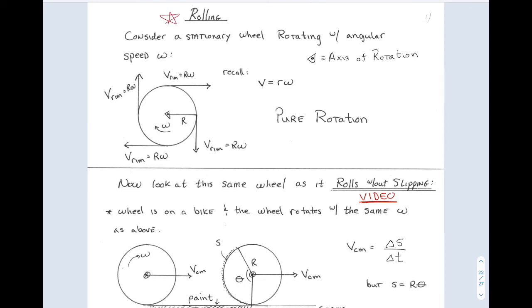So let's look at a stationary wheel rotating with some angular speed. Let's say you take off your bike wheel and you're holding it with your hand. Let me take the hand away. I'm using this little symbol, a little triangle with a dot, to represent an axis of rotation. That means this thing is rotating about that axis.